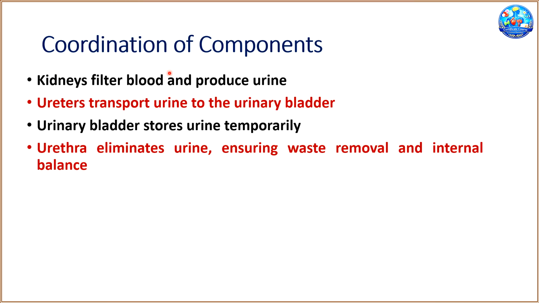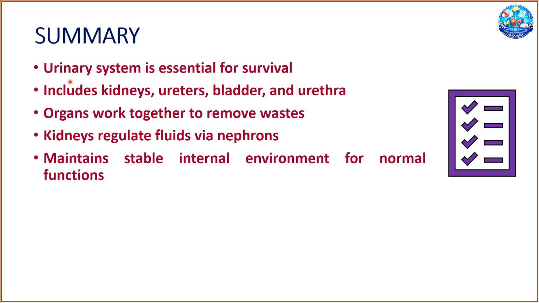So here there is a clear-cut coordination of the components. The kidneys filter the blood and produce urine, while the ureters transport the urine to the urinary bladder. And what is the urinary bladder doing? It is storing urine temporarily, while the urethra eliminates urine and ensures that the wastes are removed and internal balance is maintained. Let us summarize what we have studied.